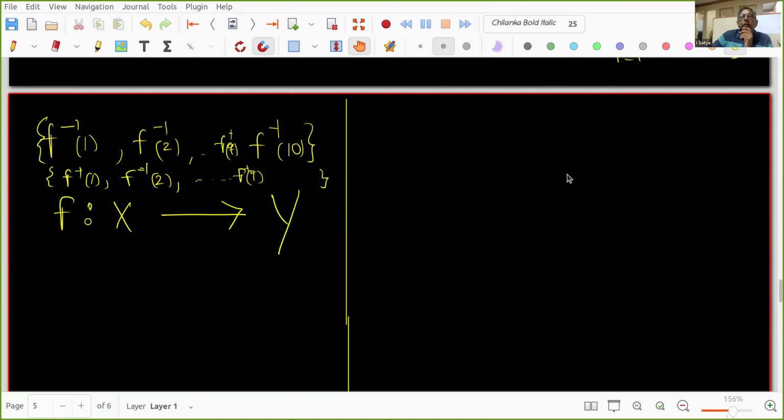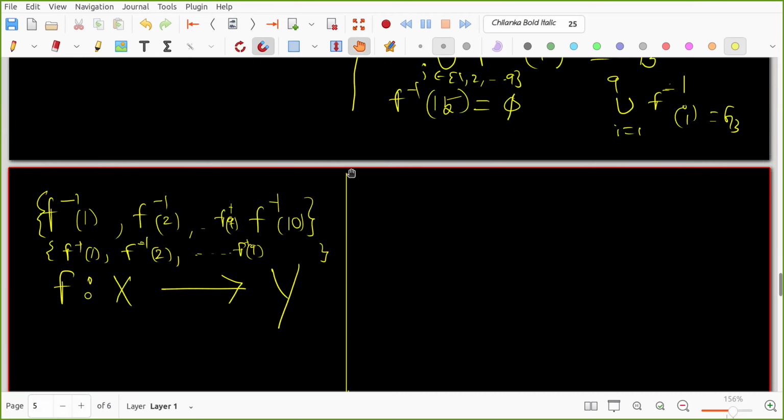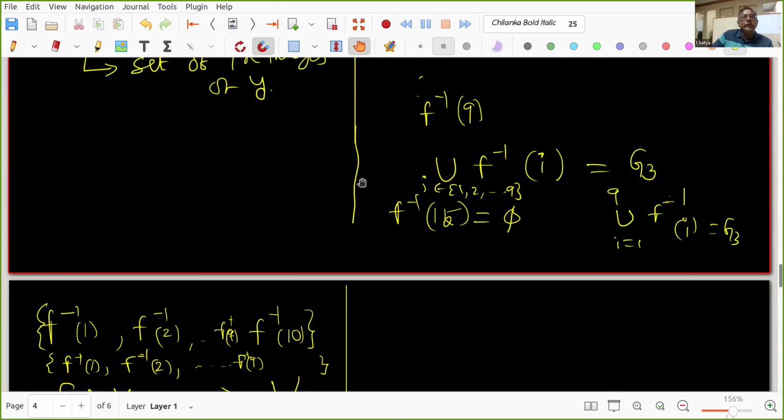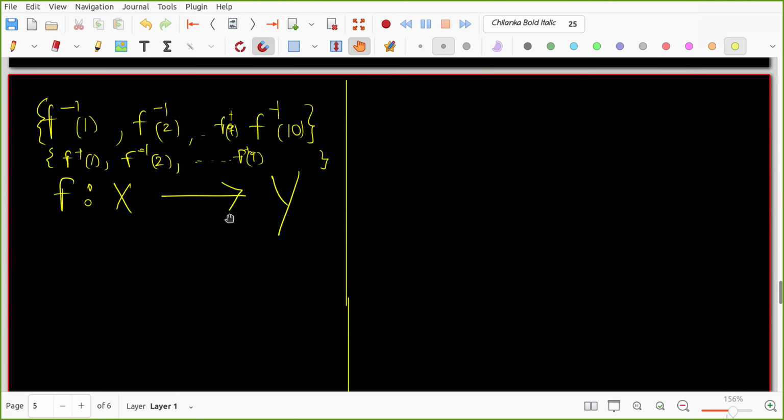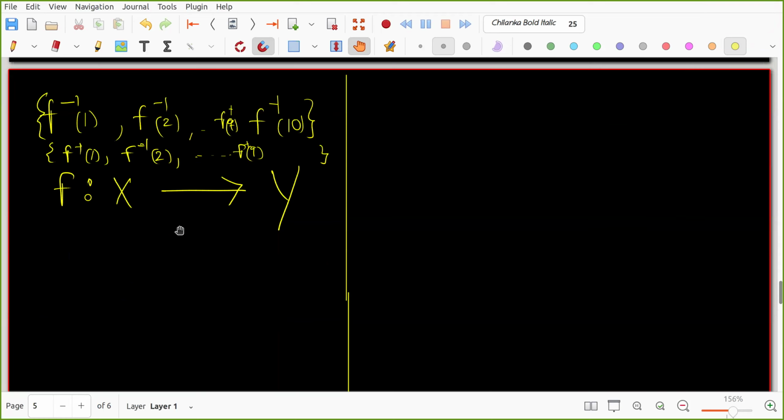This collection F inverse 1, F inverse 2, F inverse 9, and so on. He is taking F inverse of what? He is taking F inverse of all the natural numbers. So it can be written as the collection of all those subsets, F inverse of n, where n belongs to N. That is a hint for this example. That hint will maybe help them to see what you want. What he said can be rewritten as F inverse of n, where n belongs to N.